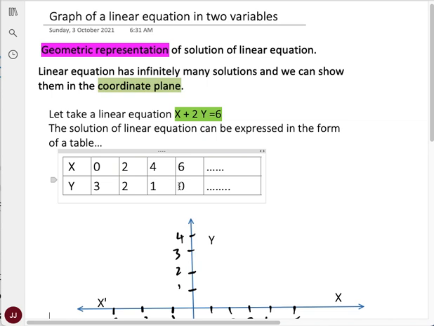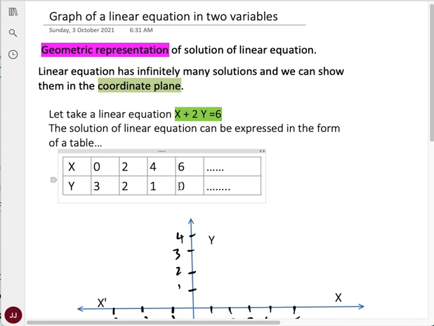How to draw a graph of a linear equation in two variables. So we have seen how we solve the linear equation algebraically. So we get the values of x and y pairs. Now we're going to see how we can have a geometric representation of a solution of linear equation.